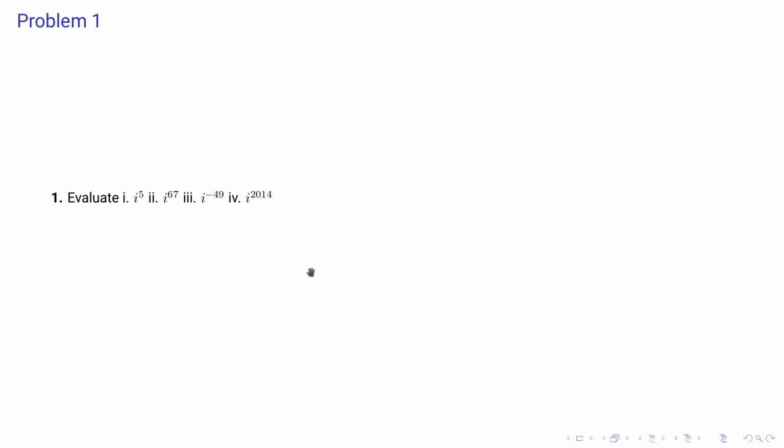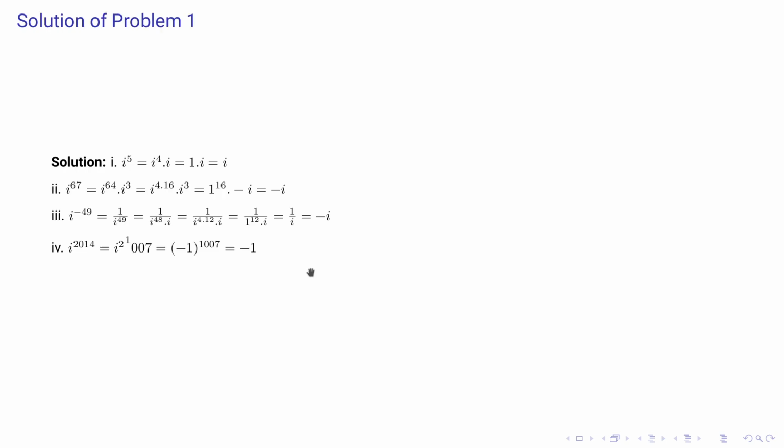So problem first is a set of 4 problems. We have to evaluate i to the power 5, i to the power 67, i to the power minus 49, and i to the power 2014. So i to the power 5 can be written as i to the power 4 into i. i to the power 4 is 1, so it is 1 into i, which is i.